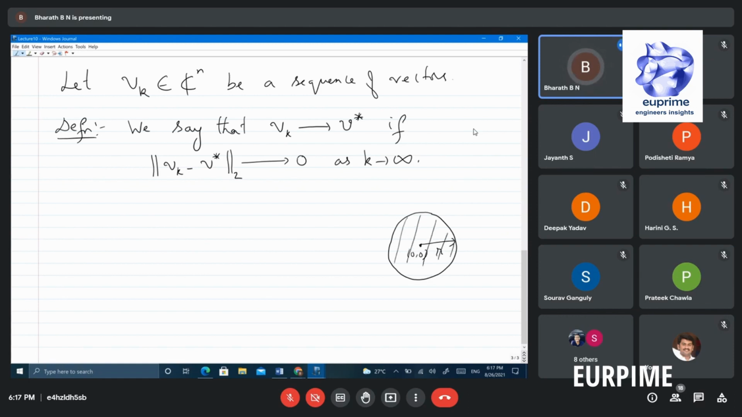How do I define that? It is all those points which are at a distance less than r from the origin. How do I write this?